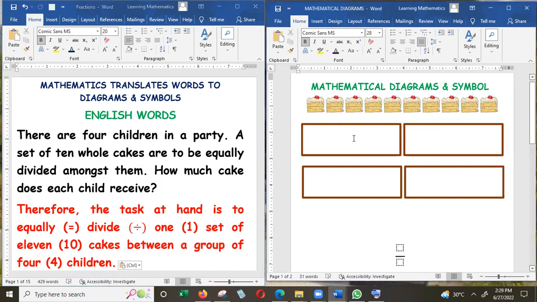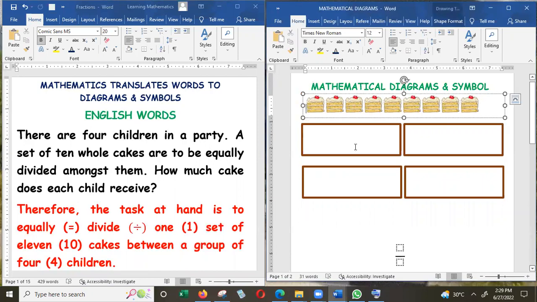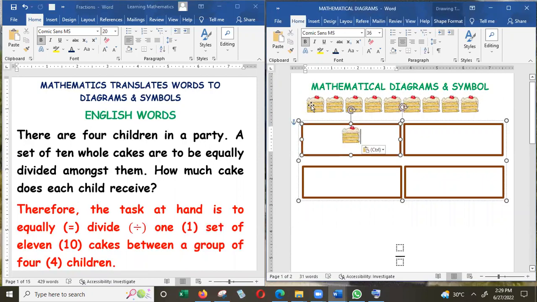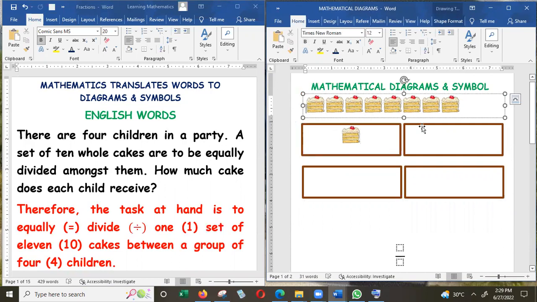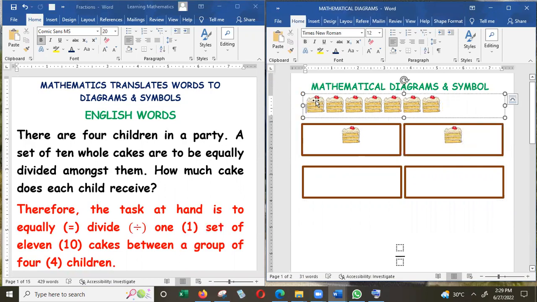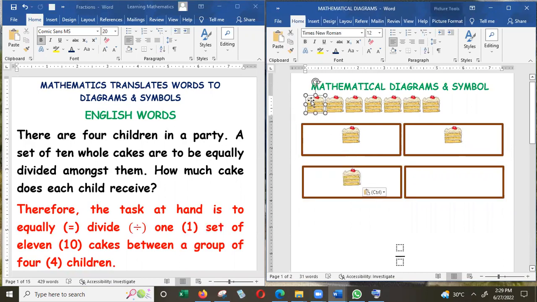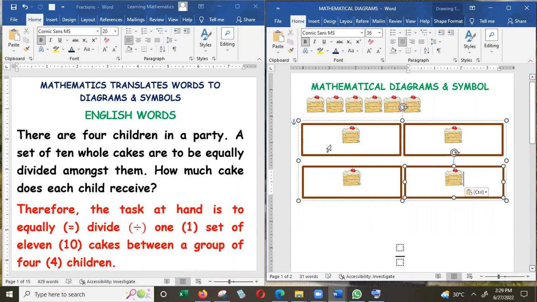So what you can do, you can go about it systematically. Take 1 cake and give it to the first child, another cake, and give it to the second child. And take another one, give it to the third child, and another cake, and give it to the 4th child. So right away now, each of the 4 children has 1 cake, but there are 6 cakes left.